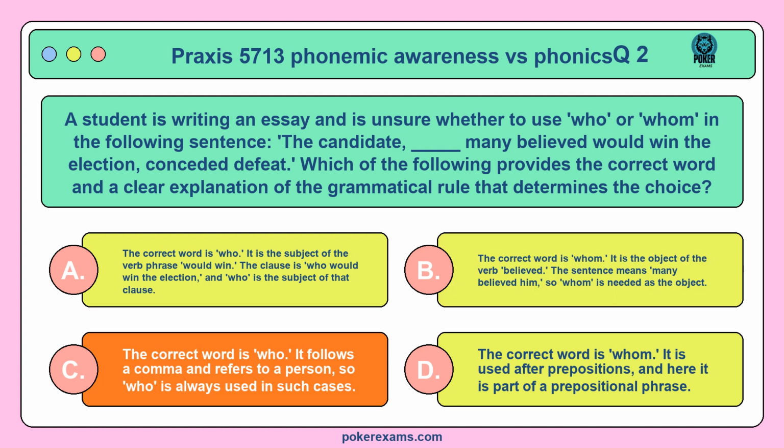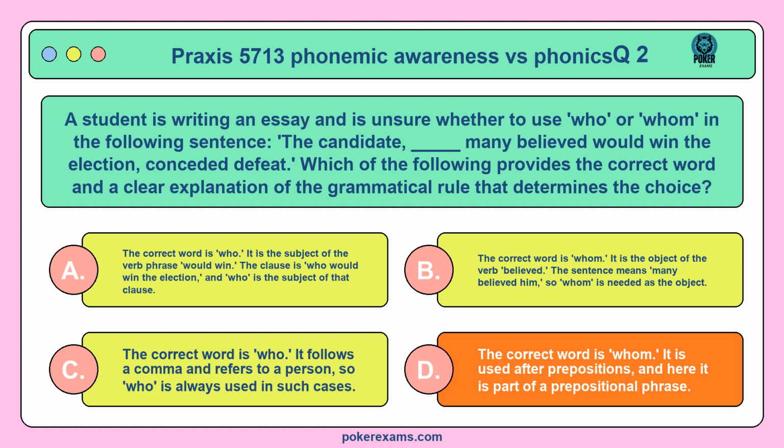C. The correct word is who. It follows a comma and refers to a person, so who is always used in such cases. Or D. The correct word is whom. It is used after prepositions, and here it is part of a prepositional phrase.